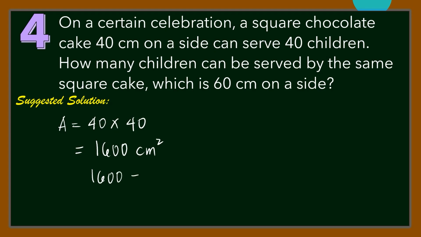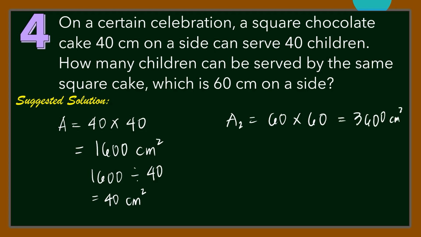And since this has served 40 children, each child would get 1,600 divided by 40. This is equal to 40 square centimeters for each child. Now let us look at the second cake, which is 60 centimeters on a side. The area is equal to 60 times 60, and this is equal to 3,600 square centimeters. If we divide this by 40 square centimeters, since each child received a 40 square centimeter piece of chocolate cake, there will be 90 children who will be served by this bigger cake.